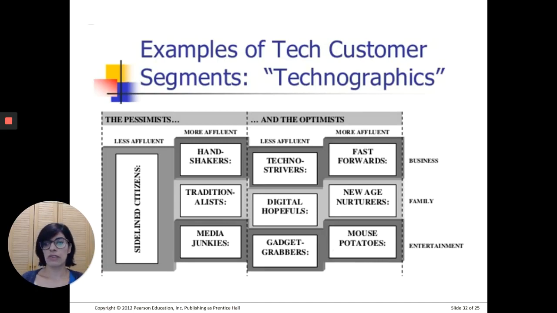Then on the other side, you have the optimists. The optimists, when they are less affluent, they are techno strivers, they're digital hopefuls, they're gadget grabbers. So they are not going to be spending a lot, but they will be spending something on technology. They're still interested. But the most affluent are the fast forwards, the new age nurturers, and the mouse potatoes. We'll look at those in a bit more detail.